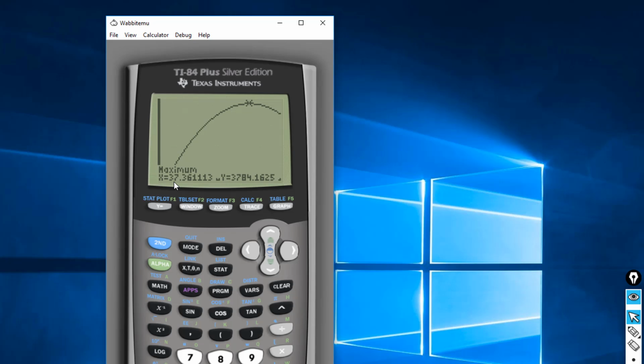And remember, the X represents the number of years, and then the Y represents the number of hunters. So that's 3,784. If you round it to the nearest whole number, 3,784.